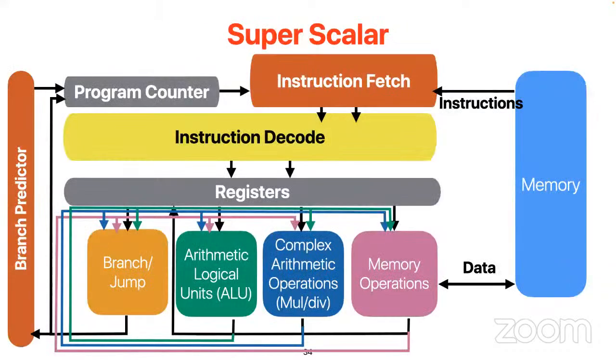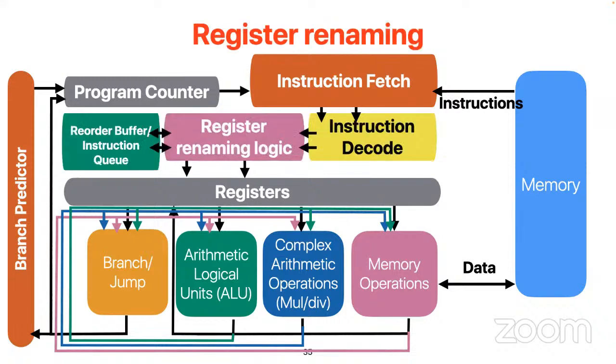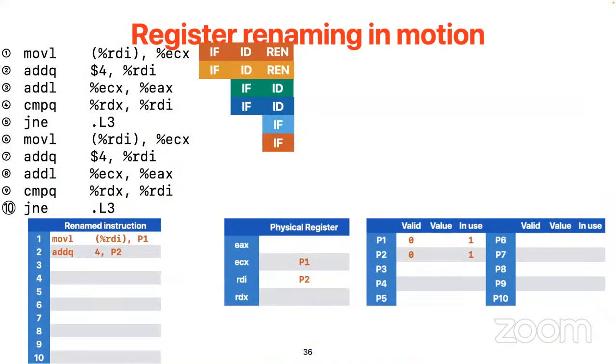So here's the superscalar processor. And if we want to support register renaming, then the processor would be more complicated, looking like this. We now have a register renaming logic that performs the virtual register to physical register update. And also, as we mentioned, we want to make sure that if our prediction is incorrect, we can still recover from the error state. So that's why we have another thing called the reorder buffer. So this is the new hardware we have. And let's look at register renaming in motion.